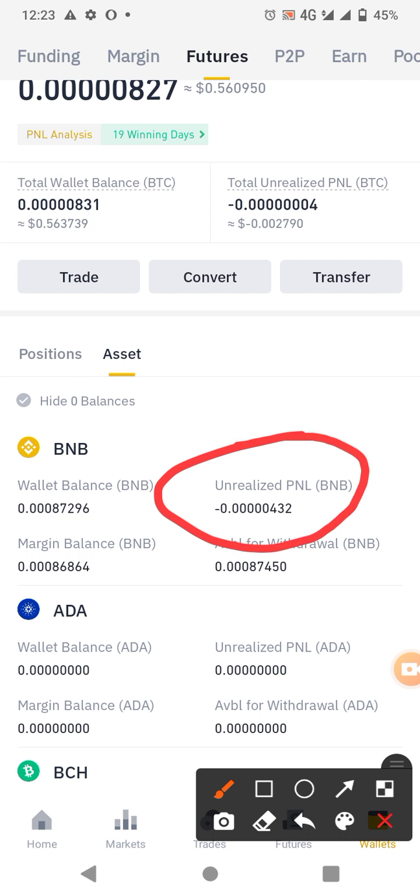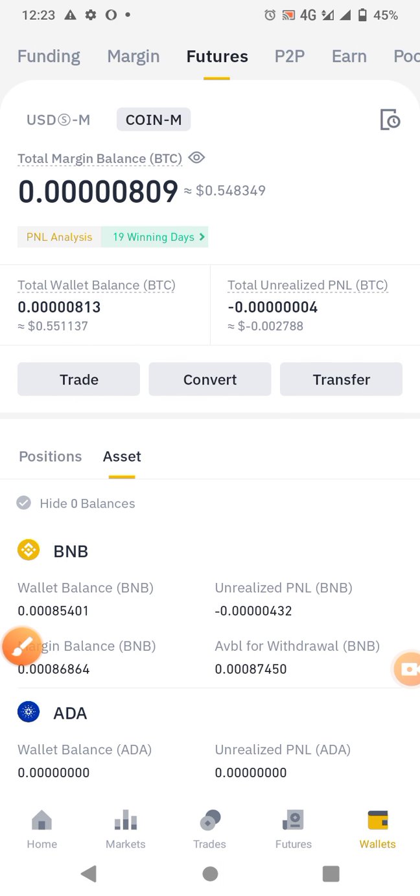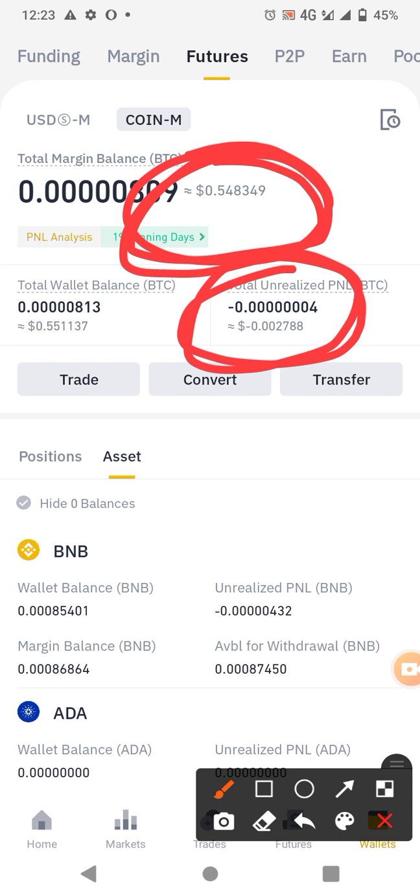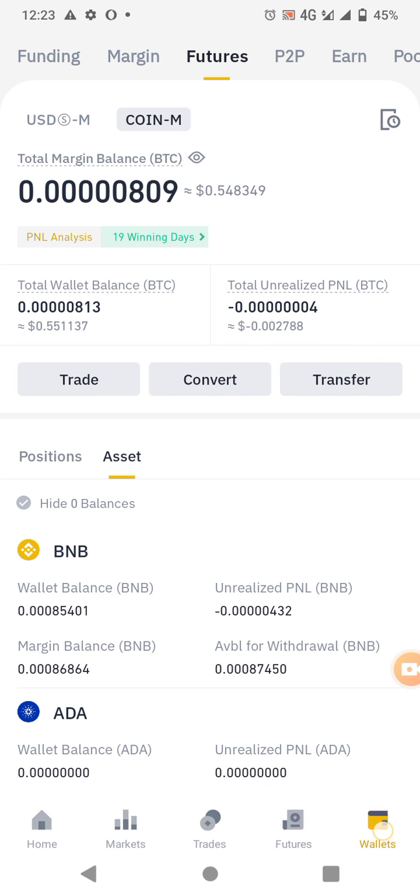If I've closed the position and I'm losing, they will deduct from my margin or wallet balance. If I'm gaining, they will add to my margin or wallet balance. Are you getting me? So that's the features. Everything here will be changing every second. Are you getting me?